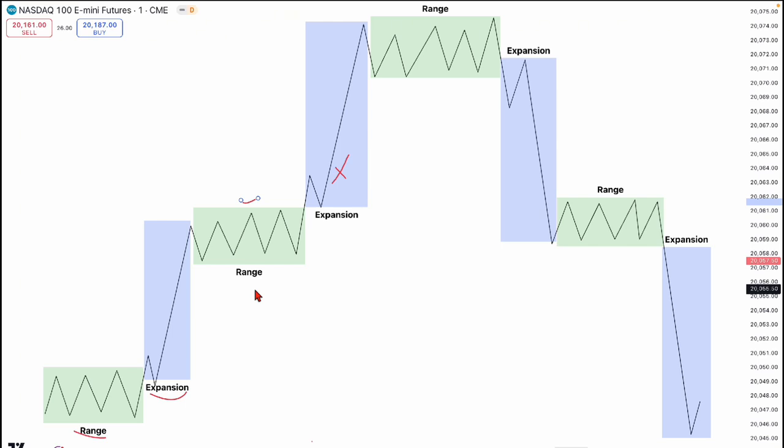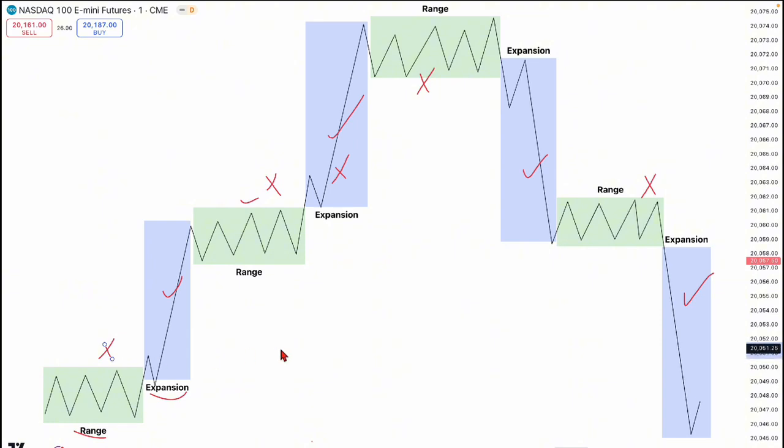From this perspective alone, you can filter out roughly half of the market's conditions, which tend to have lower quality and probability. Your goal as a trader is to focus solely on the expansion profiles and avoid trading during ranging or consolidating market phases. This approach serves as an effective filter to avoid lower probability scenarios.